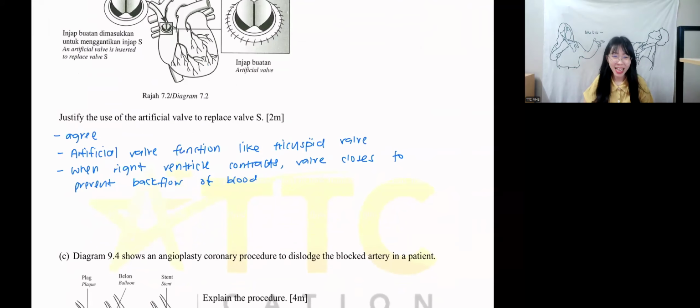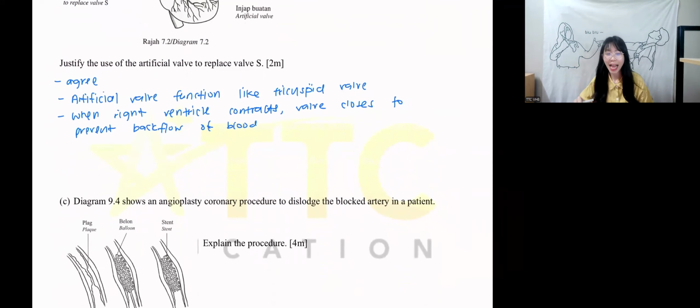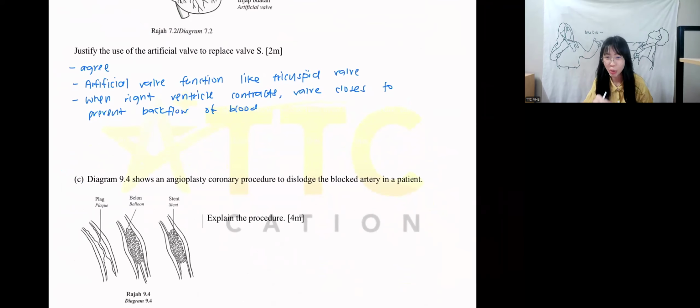Diagram 9.2 shows an angioplasty coronary procedure to dislodge the blocked artery in the patient. Explain the procedure. Actually, this is not in your textbook, but this question came out a lot of times in exams, so they asked about the procedure.